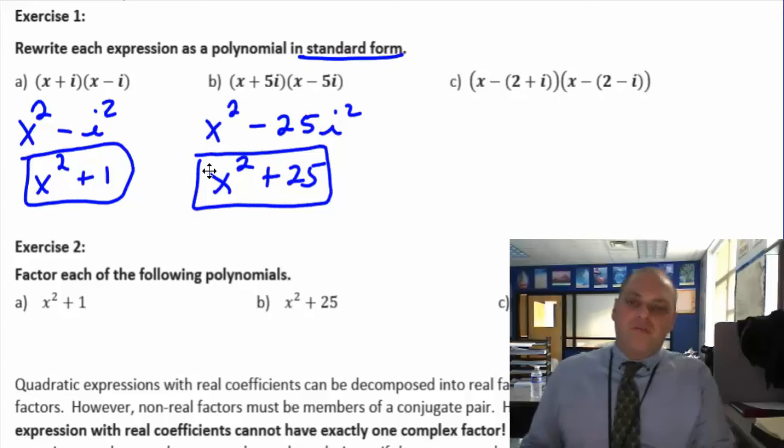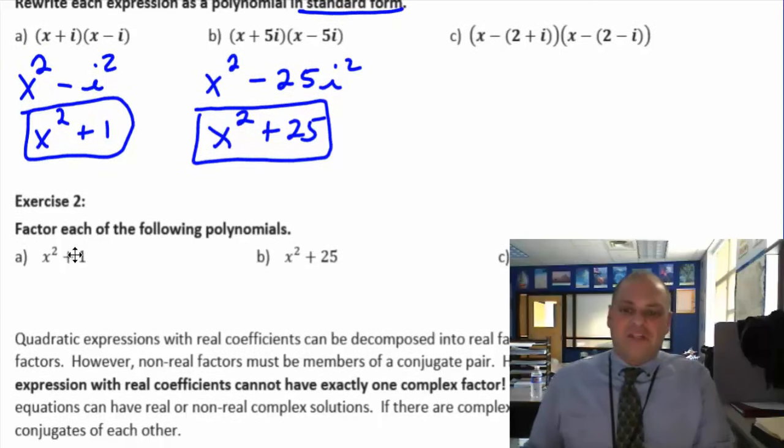Now, after doing those two, I'm going to hold off on this. I'm going to skip down to here, because here they're asking us to factor each of the following polynomials. Now, let's think about it. Take a look at what they're asking us to factor. They're asking us to factor x squared plus 1. We have x squared plus 1 right here.